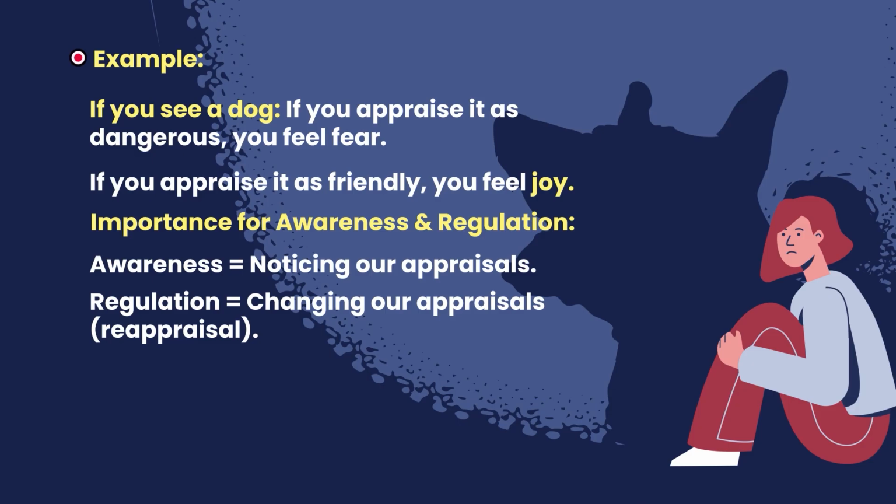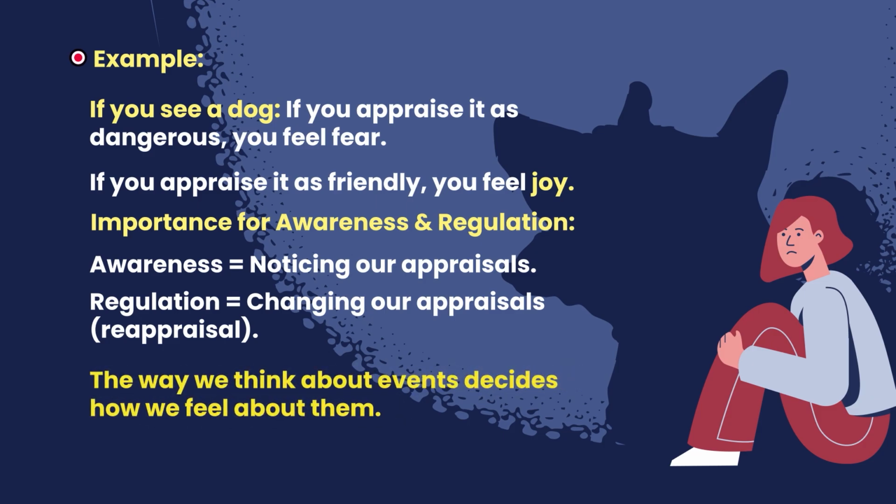So, in short, we can say the way we think about events decides how we feel about them. So thinking will decide our experience of emotions. The cognitive mediational theory given by Lazarus also gives information on how we can regulate our emotions. We can regulate emotions effectively with the help of appraisal, then we can go with the emotional part, then we can go for the physiological reaction part.